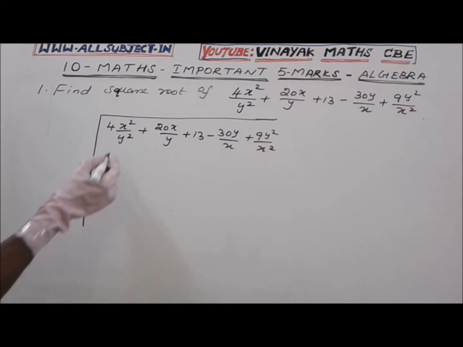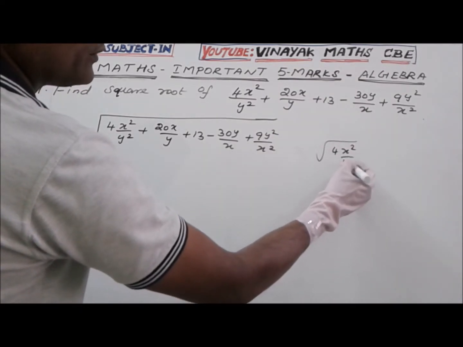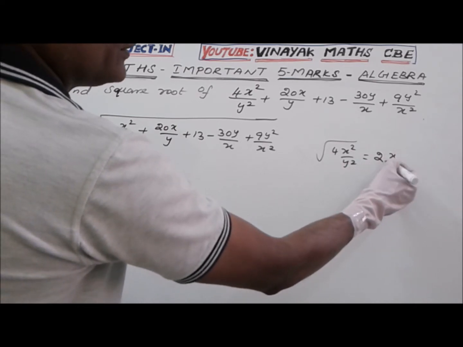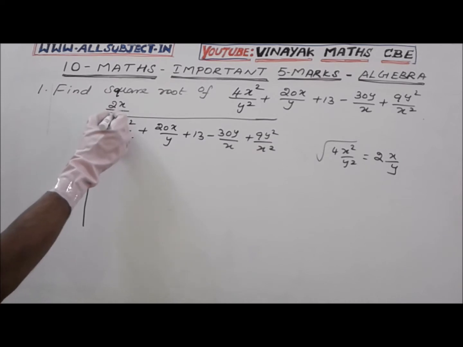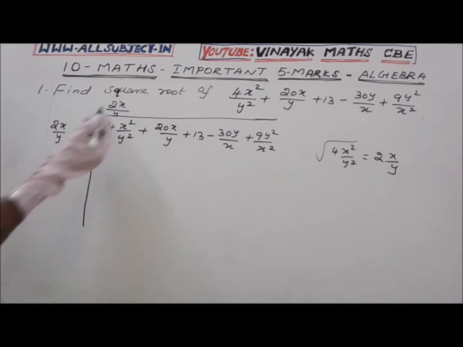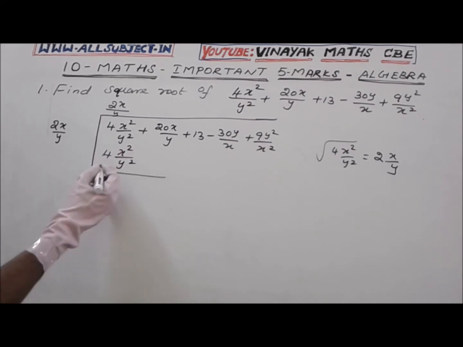Now take the square root of the first term, 4x square by y square. Square root of 4 is 2. Square root of x square by y square is x by y. So write here 2x by y, and then here also 2x by y. The square root of the first term is 2x by y, written here and here. Now multiply 2x by y into 2x by y, we will get 4x square by y square, and subtract.